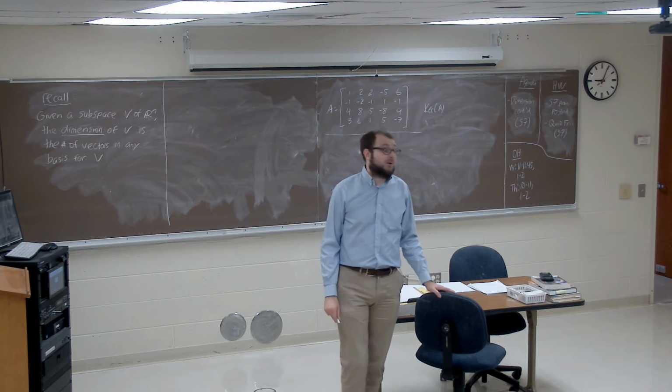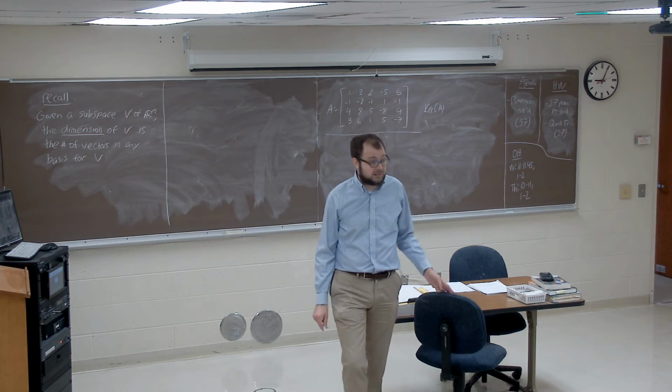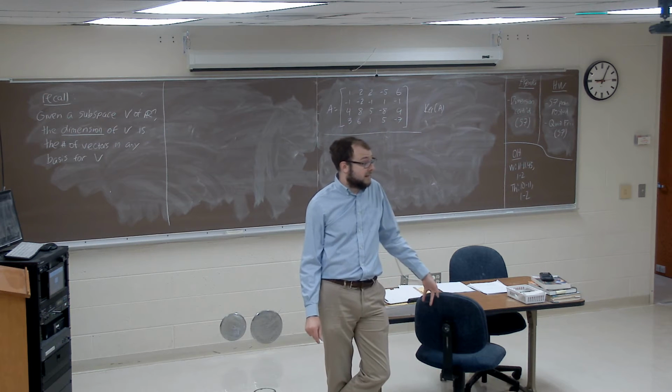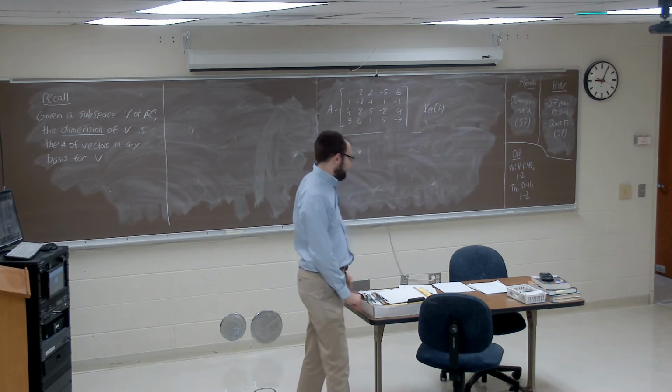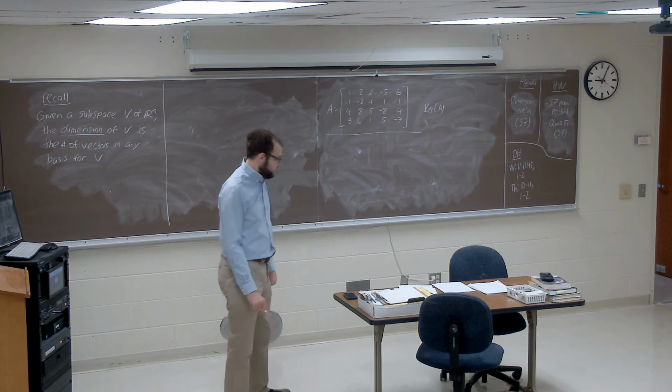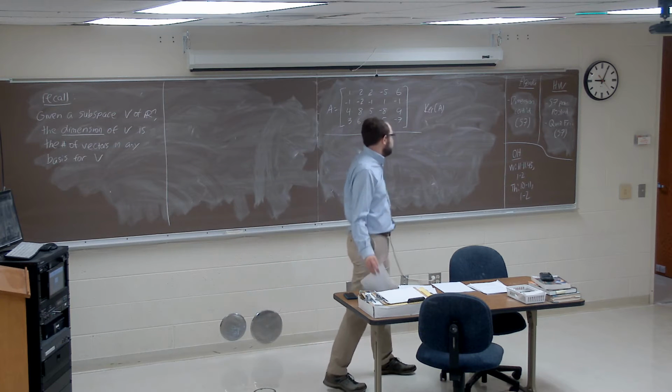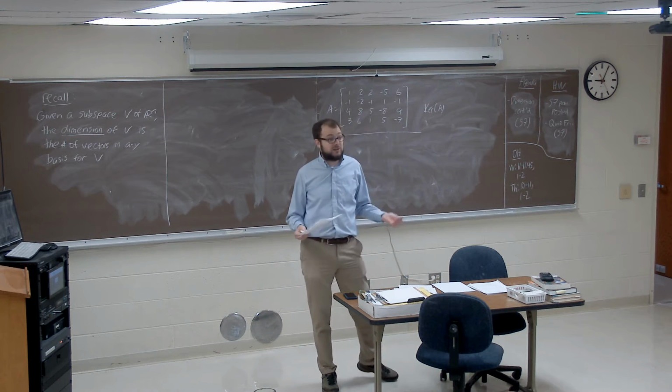So does anybody remember, what's the first thing we want to do with this matrix in order to find a spanning set for the kernel, Henry? Would you augment it with the 0 vector and then row reduce? Yeah, we're going to augment with the 0 vector and row reduce, or just in general row reduce.